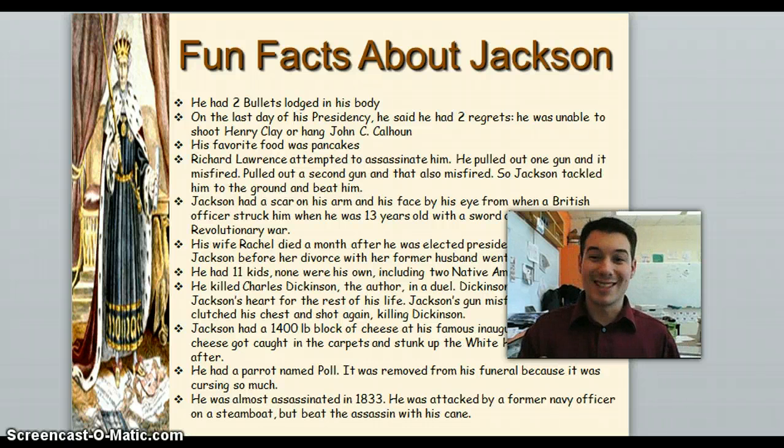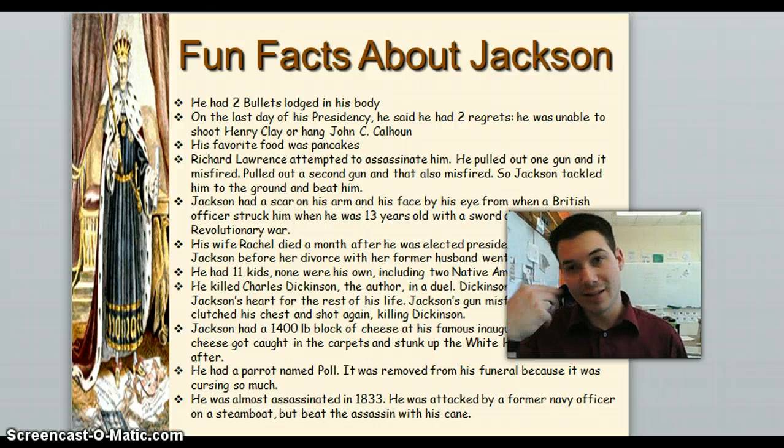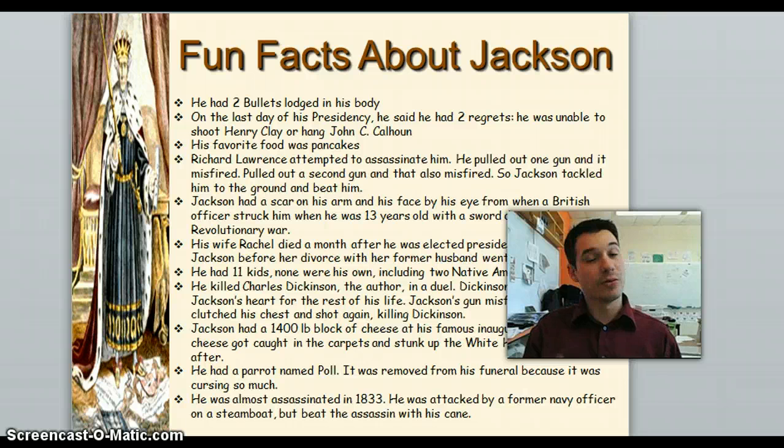Richard Lawrence attempted to assassinate him once. He actually pulled out one gun and it misfired, pulled out a second gun and also misfired. So Jackson tackled him to the ground and beat him. He also had a scar on his arm and his face by his eye because a British officer during the Revolutionary War, when he was a young child, actually struck him with a sword.